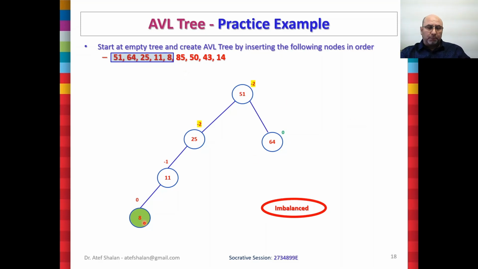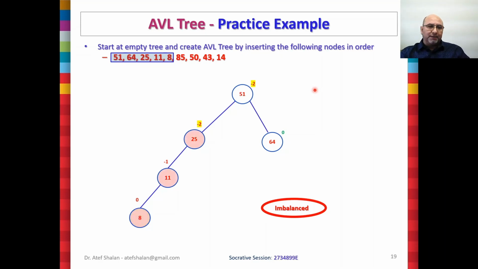Well, here we have to stop, because when we calculate the balance of the tree, we will find that node 8, which is just created, takes a balance of 0. Node 11 now takes a balance factor of -1. Node 25 takes a balance of -2, and node 51's balance factor is 1 - 3, so this is now -1. The tree is imbalanced. I have to rebalance this.